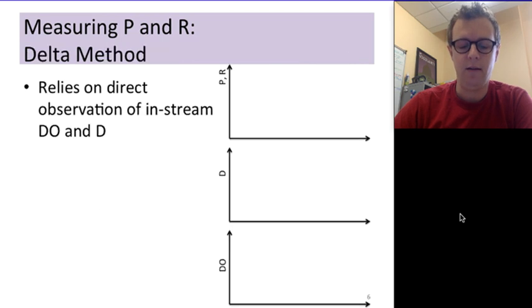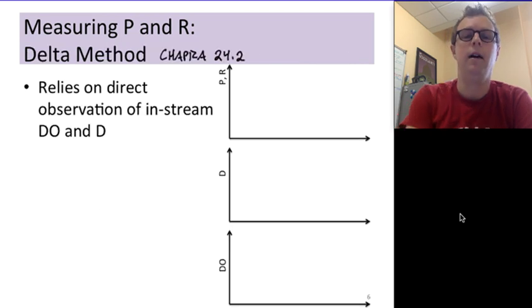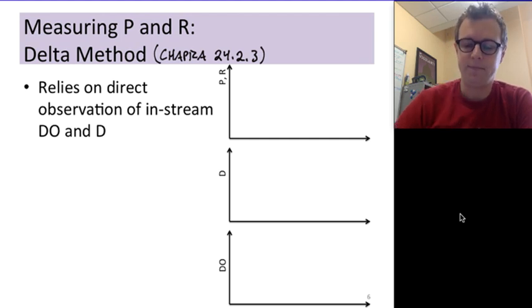The final method is called the delta method. This is presented in Chopra 24.2.3. And this method relies on making observations of DO and deficit in the stream itself. And so I'd say largely a graphical method, and I want to just walk you through this.